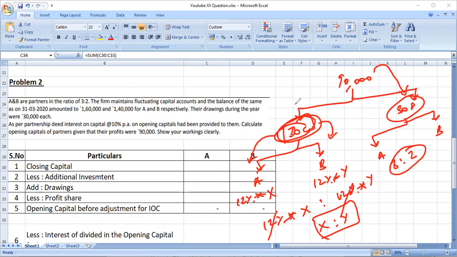But what we know is this entire 90,000 has gone to A and B only. It has not gone to anyone else. It has gone to A and B. The ratio in which it has gone, we don't know. But the entire 90,000 has gone to them.